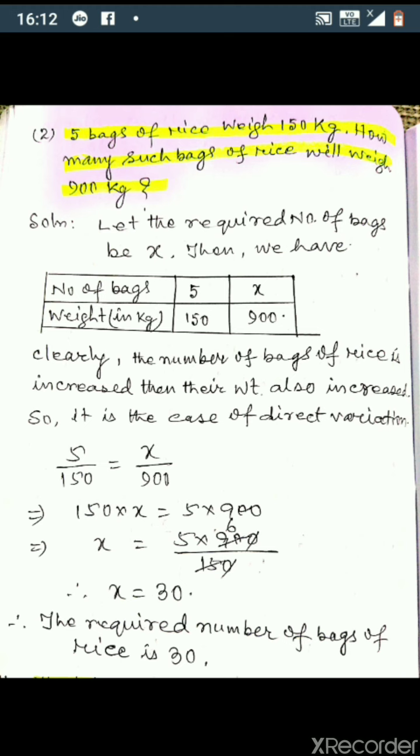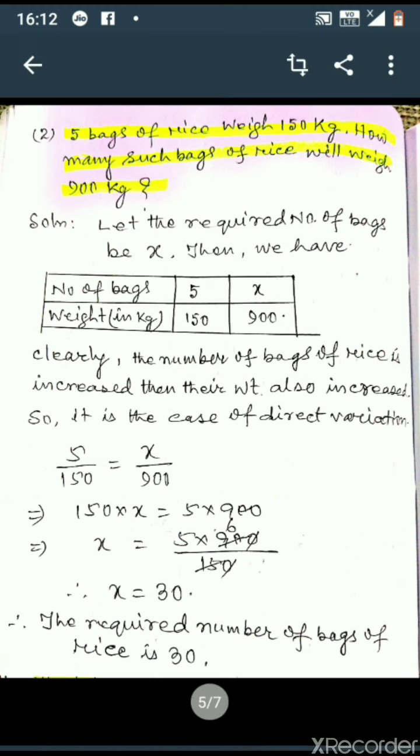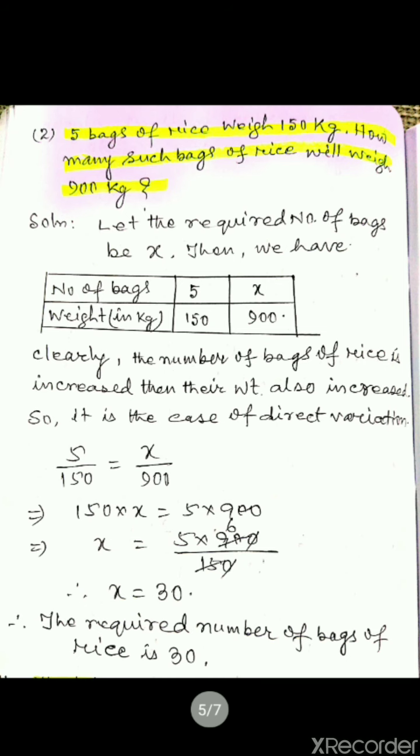Clearly, if the number of bags of rice is increased, then their weight also increases. So it is the case of direct variation. So 5 by 150 equals x by 900. By cross multiplication, 150 into x equals 5 into 900, or x equals 5 into 900 by 150. 150 ones are 150, 900 sixes are 900, 5 sixes are 30. Therefore x equals 30. The required number of bags of rice is 30.